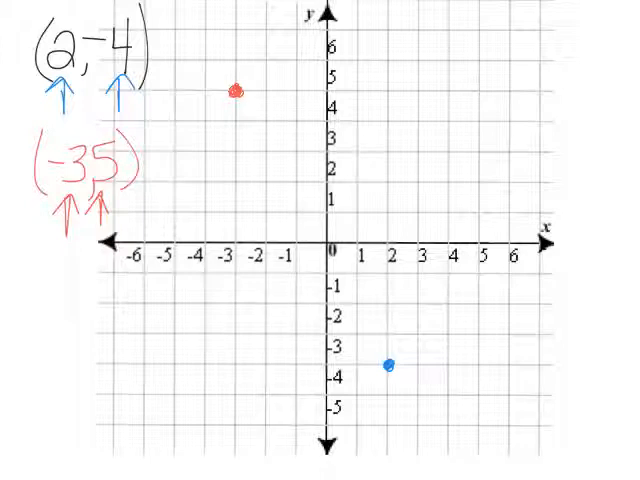So you start at the origin. The first number is our x, is our left and our right. The last number, second number is our y, and that's the up and the down.